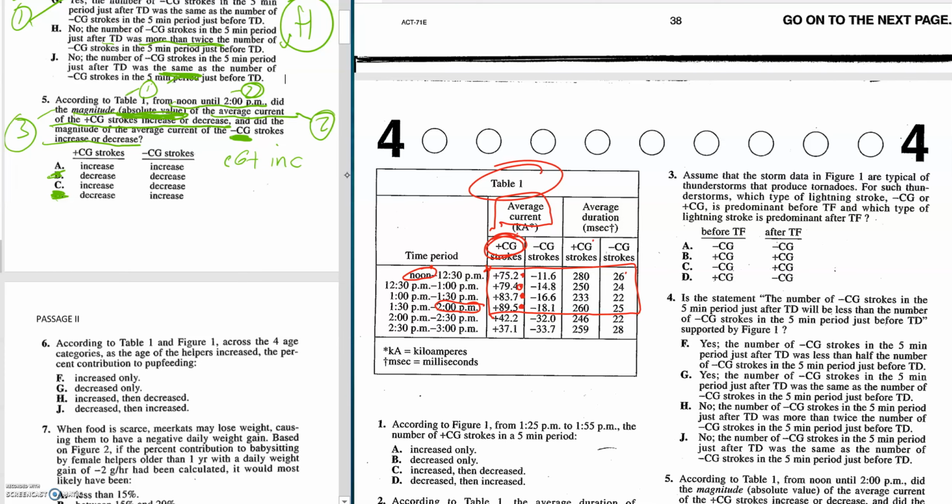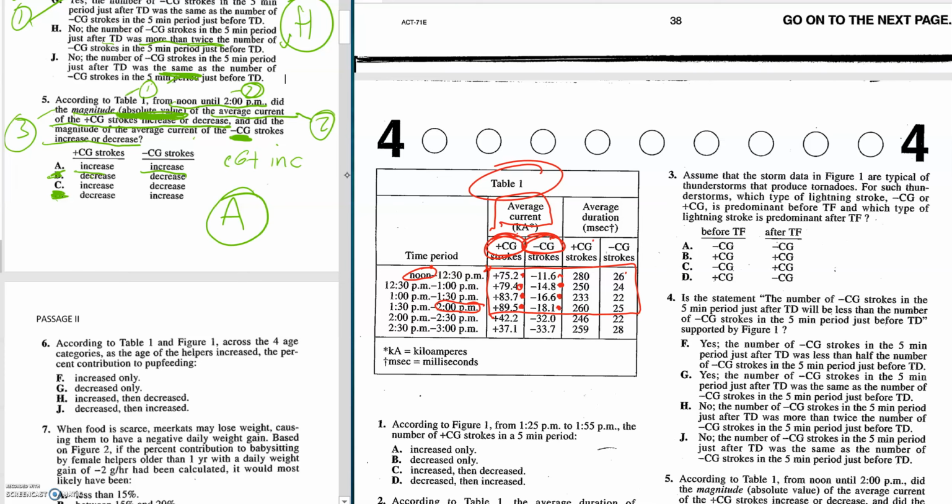which is, did the magnitude of the average current of the minus CG, average current minus CG, did it increase or decrease? -11, -14, -16, -18. And remember, it said absolute value. It's not about negative or anything. So the absolute value means you take the negatives out of it. And so it goes 11, 14, 16, 18. It's increasing as well. And that is answer increase, increase, A.